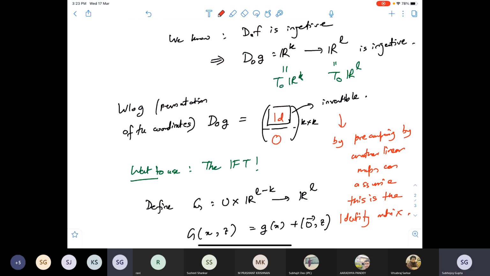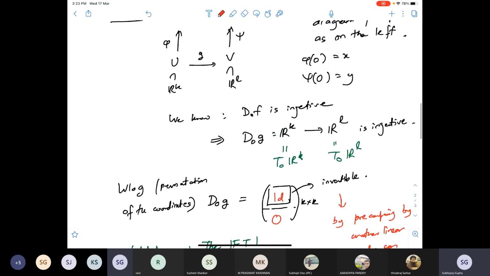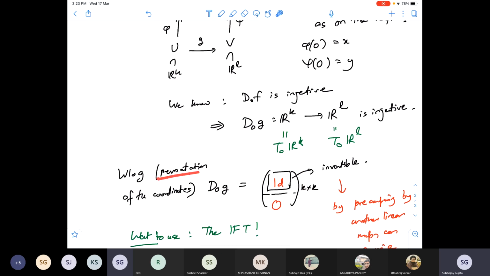Without loss of generality, by precomposing, instead of this G going from U to V, this being in R^K, you replace this U with something else. So you have a diffeomorphism to U prime by a linear map defined on the whole of R^K, so that this composition has the desired form. That is what I mean by without loss of generality. And you can also permute the coordinates so that the first k terms become the identity matrix, and the rest are 0. So it's the 0 matrix down here.